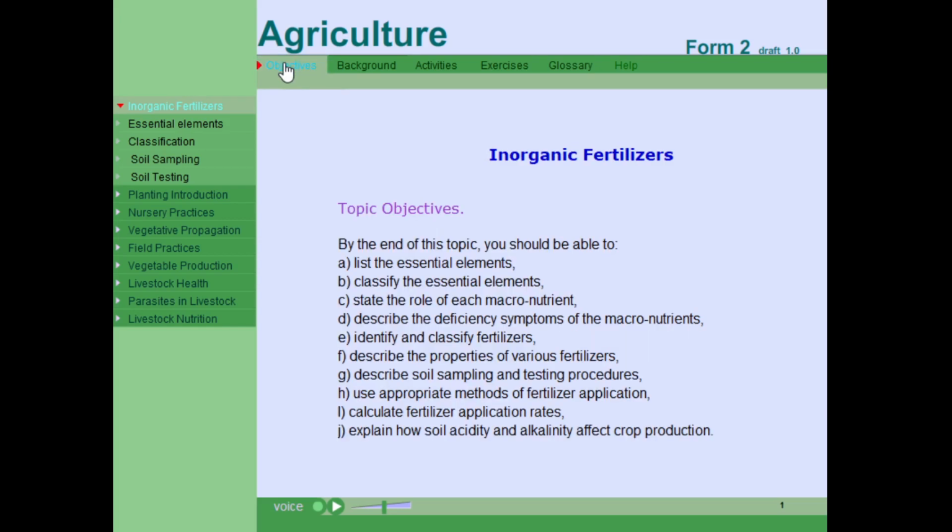Objectives. By the end of this topic, you should be able to list the essential elements, classify the essential elements, state the role of each macronutrient, describe the deficiency symptoms of the macronutrients, identify and classify fertilizers, describe the properties of various fertilizers, describe soil sampling and testing procedures, use appropriate methods of fertilizer application, calculate fertilizer application rates, and explain how soil acidity and alkalinity affect crop production.